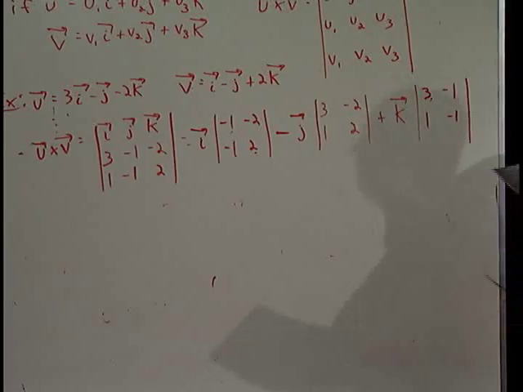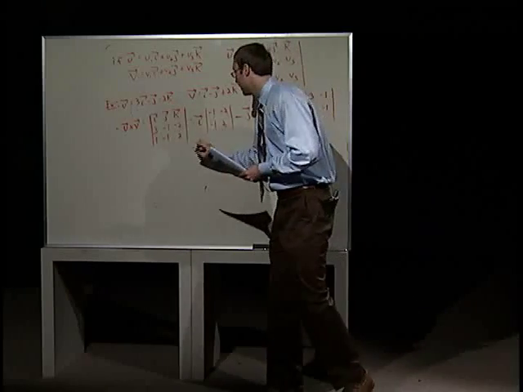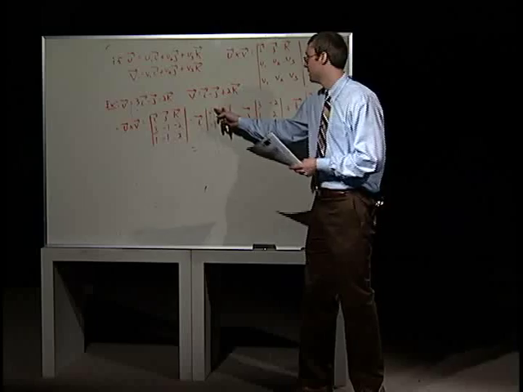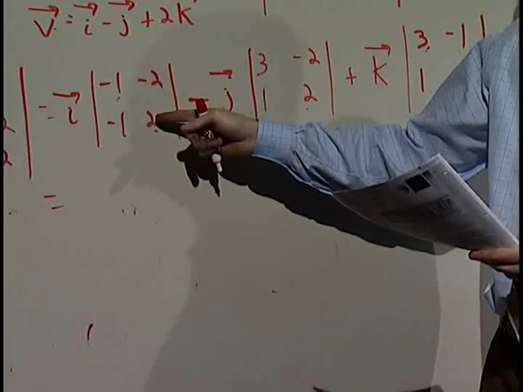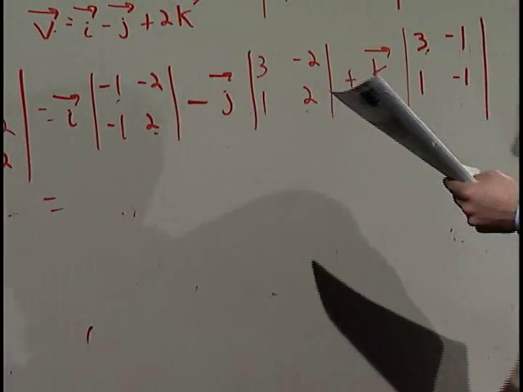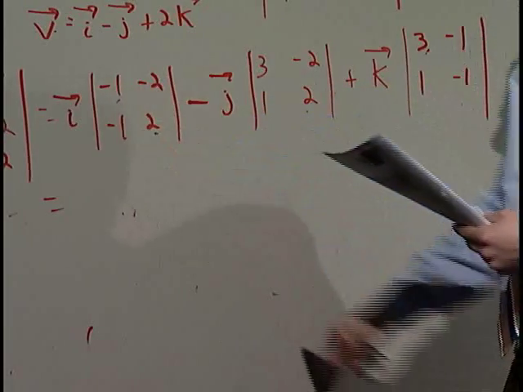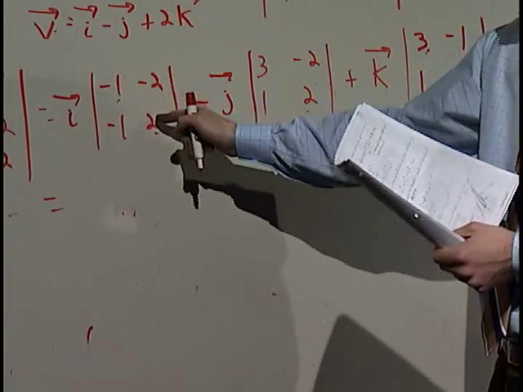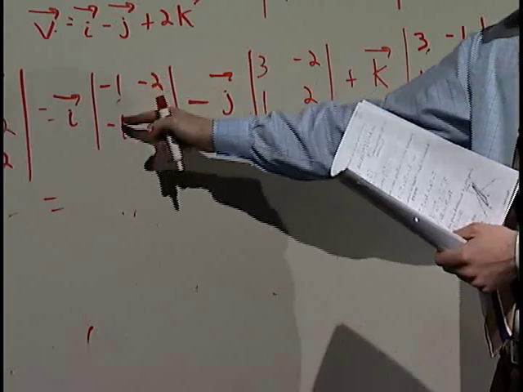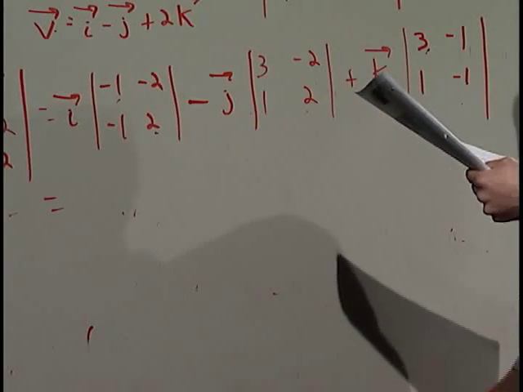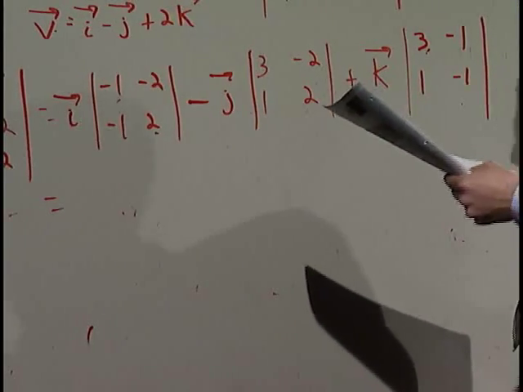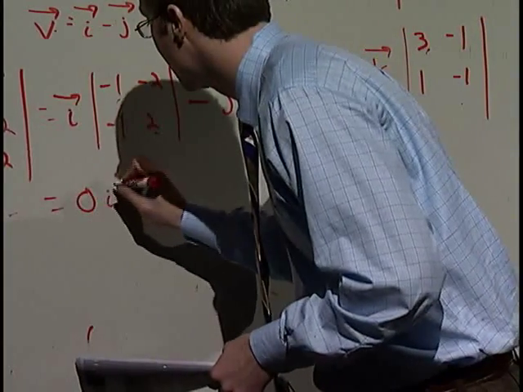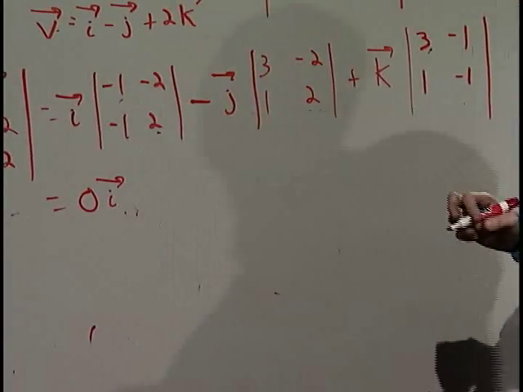And so what are these determinants? Well, these are 2 by 2, so you just multiply on the diagonals and then subtract. So ad minus bc. This should be -2 minus +2, which should give us 0. Do I have 0? Yes, I do. Good. So there's 0i.